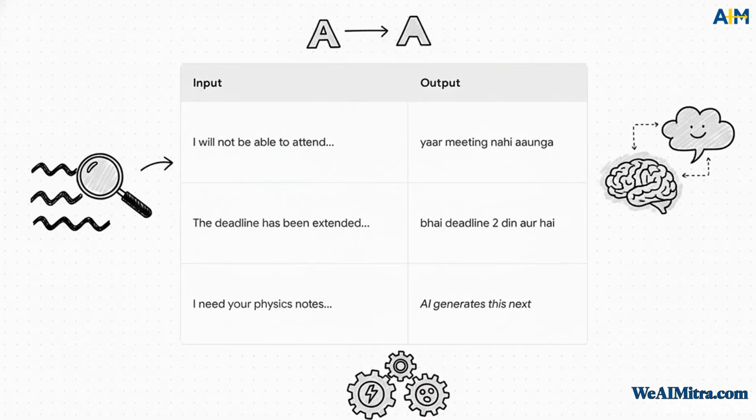Check out this fun example. You give it a couple of examples of converting formal English into some casual Hinglish for a text message. After seeing just 2 examples, it completely gets the pattern. So when you give it a new phrase, it knows exactly what to do. This works for tone, for formatting, for coding styles, pretty much anything.